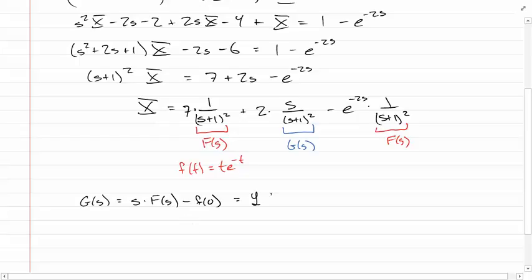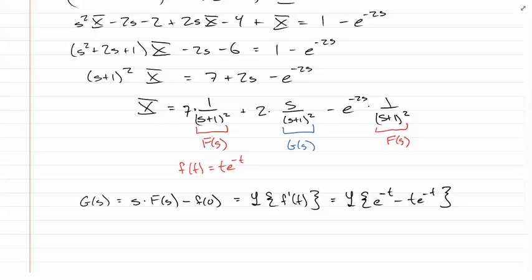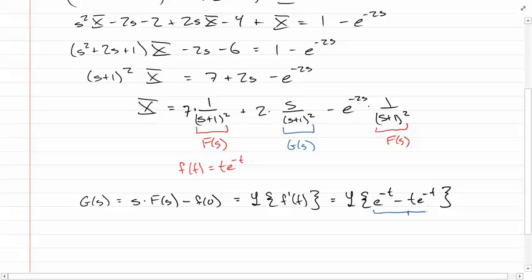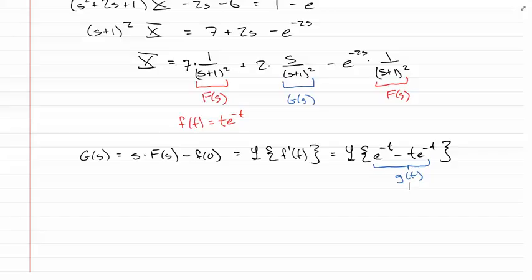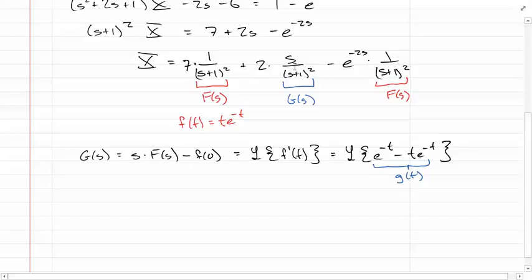That looks like the Laplace transform of f prime of t, which, what's f prime of t? You could just use the product rule. It'd be e to the minus t minus t e to the minus t. And so that must be little g of t, right? Because it turns out that's the thing you have to take the Laplace transform of in order to get that capital G of s. Okay, so a little trick there. If you wanted to just do partial fractions to do that, you could have done that also.